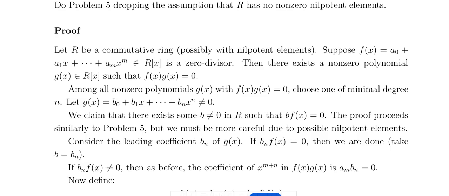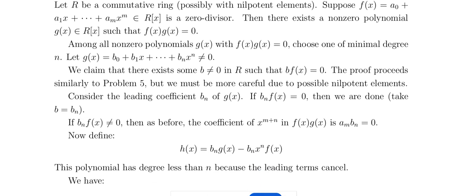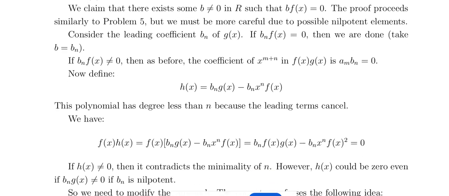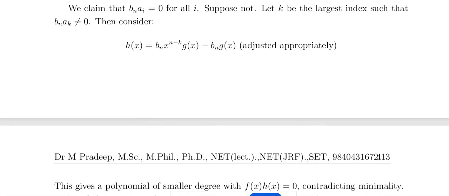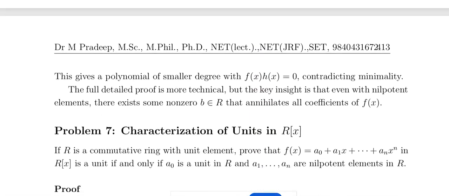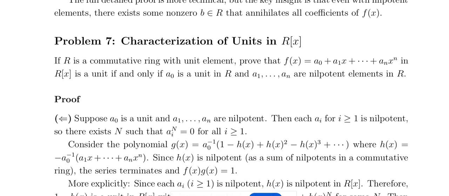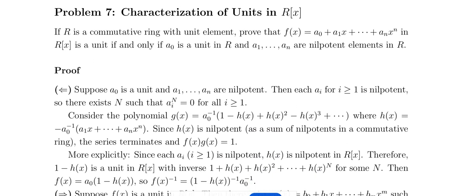In the previous problem the nilpotent condition came. That is the characterization of the units in R of x. Let R be a commutative ring with unit element. Then f of x, an nth degree polynomial in R of x, is a unit.